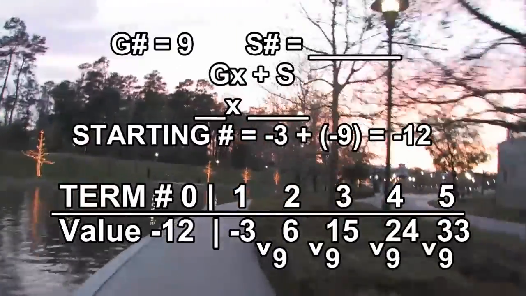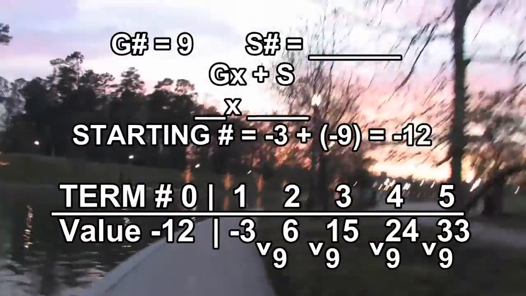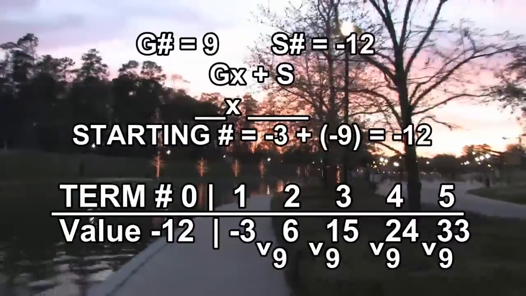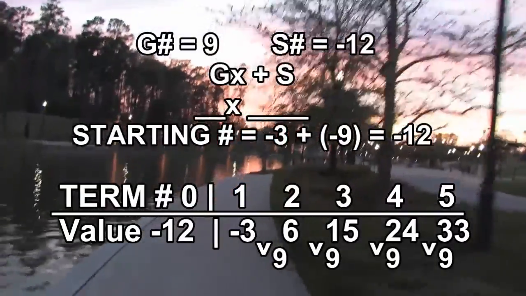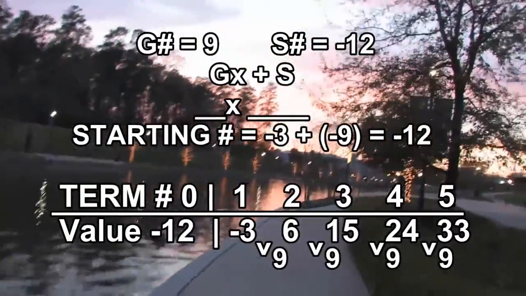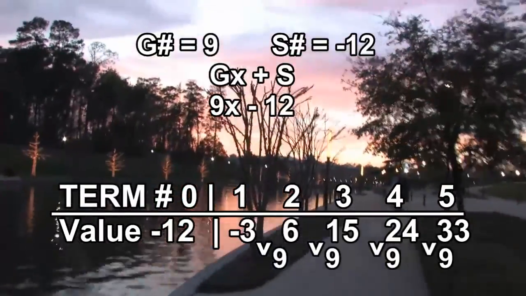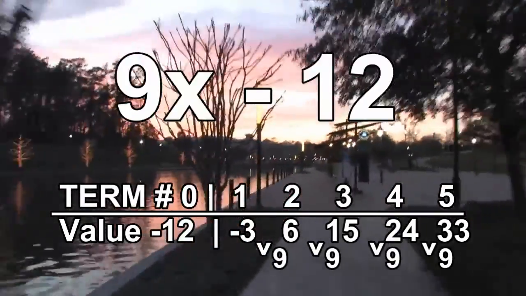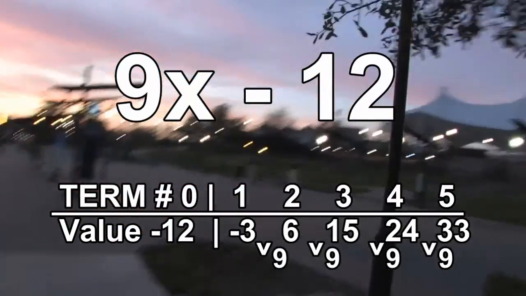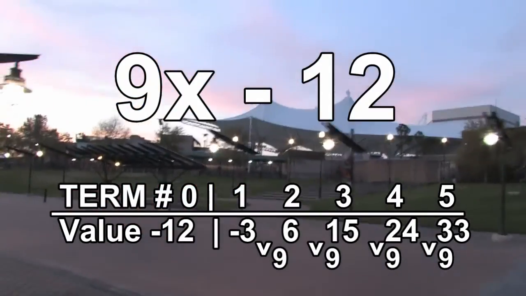Now we know that the growing number is 9 and the starting number is -12. We could replace 9 and -12 into Gx+S, giving us 9x minus 12. So 9x minus 12 would be the algebraic expression that gives us the table of values.